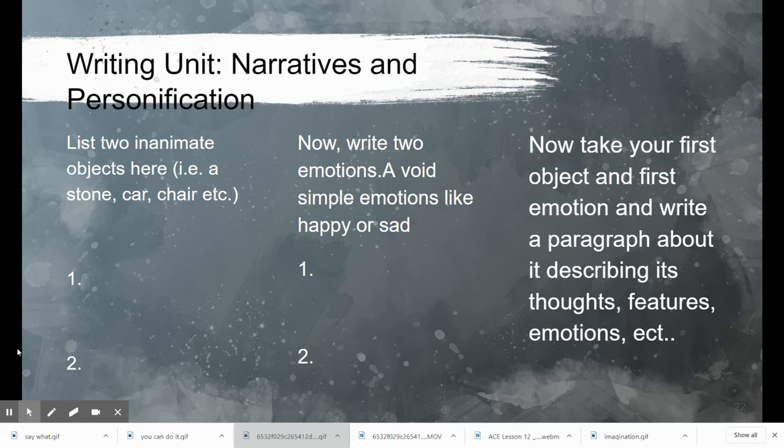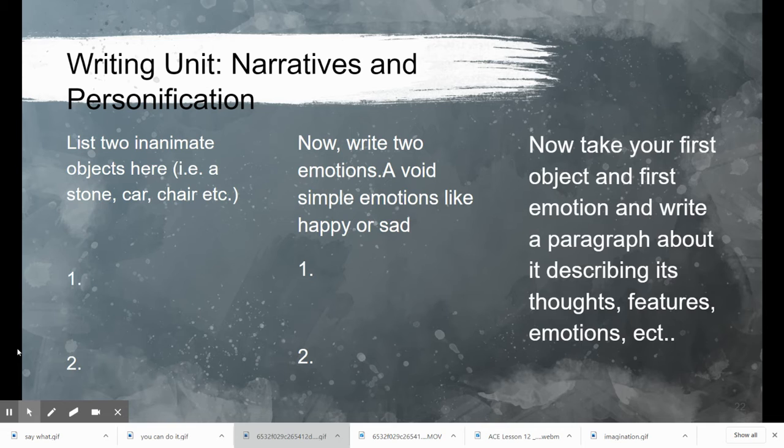Great. Now that you have two inanimate objects, I want you to write two emotions. Please avoid simple emotions like happy, sad. Try to be more specific, like frustrated or prideful. Go ahead and list two emotions now.